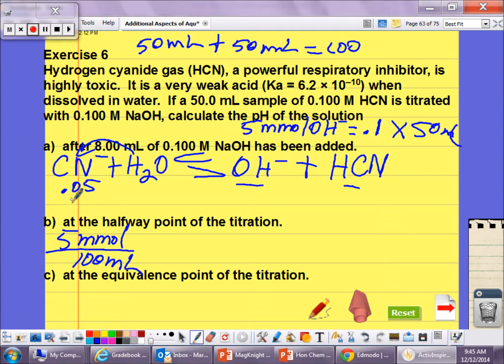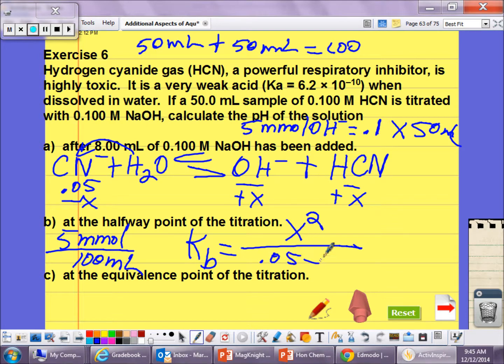So this is minus x. This is plus x, and this is plus x. And I write my expression. I write an expression for Kb because this is basic. It is Kb equal the concentration of my OH minus, this is x squared. It is x squared over 0.05 minus x.